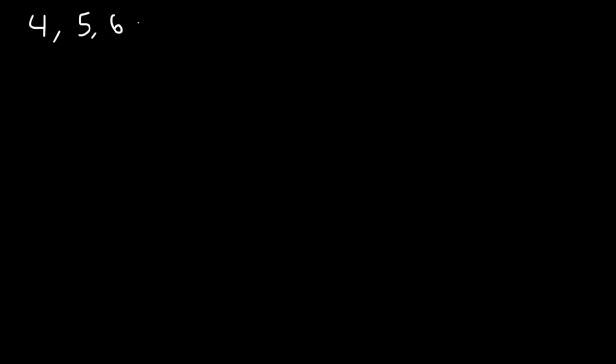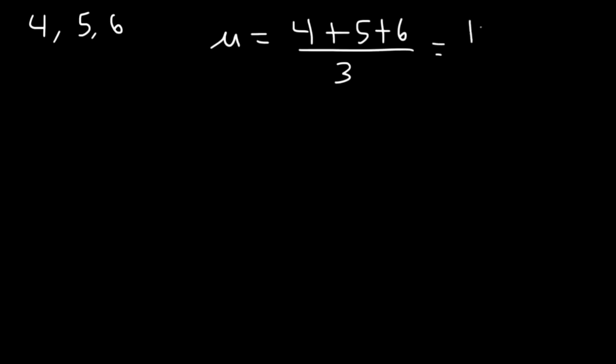Let's calculate the population mean. It's going to be 4 plus 5 plus 6 divided by the number of numbers that we have, which is 3. 4 plus 6 is 10, 10 plus 5 is 15, and we know that 15 divided by 3 is 5. So once again, anytime the numbers are evenly spread apart, the mean is going to be the middle number.